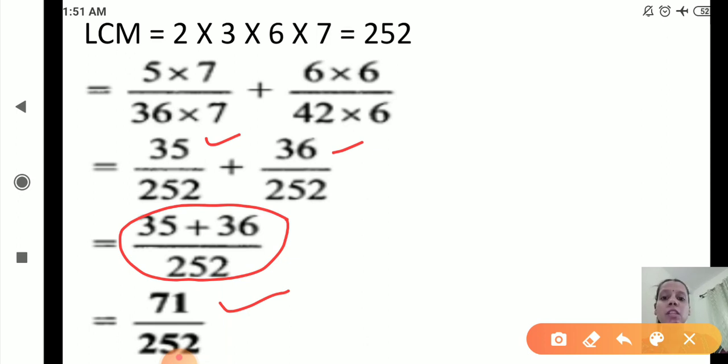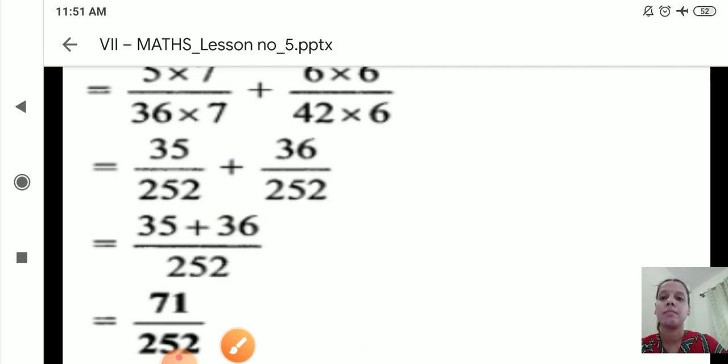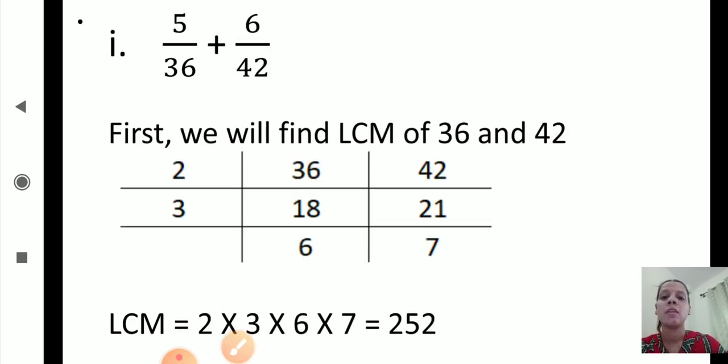Once again we will just quickly revise this sum. The numbers given are 5 upon 36 plus 6 upon 42. You will do the addition of these rational numbers. To carry out addition of rational numbers, first we will make the denominators equal. Then only you can do addition or subtraction. For subtraction also the same method: you will first make the denominators equal, right? Now the denominators are not equal. In the first number the denominator is 36 and in the second number the denominator is 42.